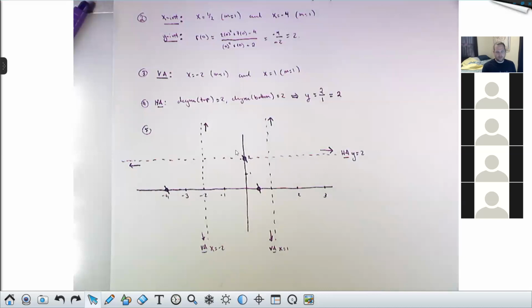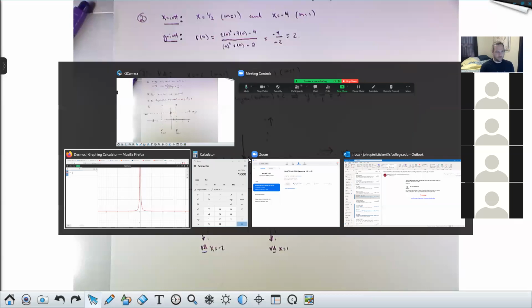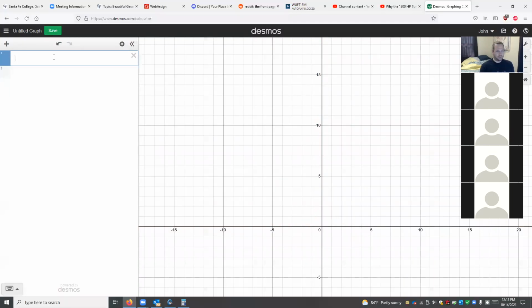So Victoria asked an interesting question in chat. Doesn't this interfere with the horizontal asymptote? No. There is no rule that says a function cannot cross its horizontal asymptote. In fact, let me show you some crazy stuff here real quick. Anybody taking trig right now?